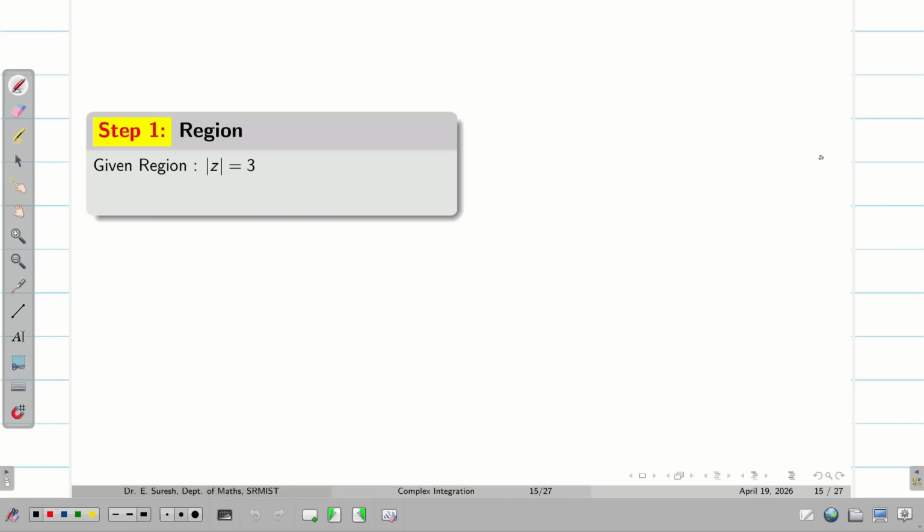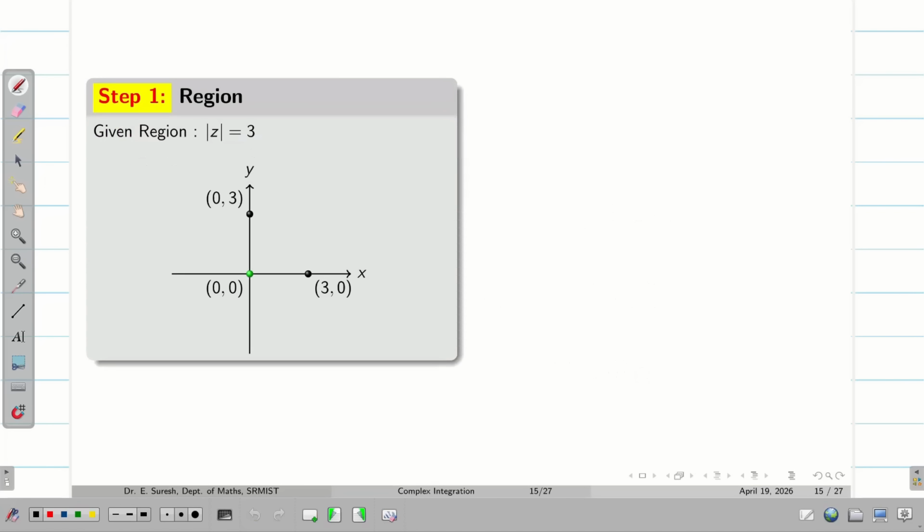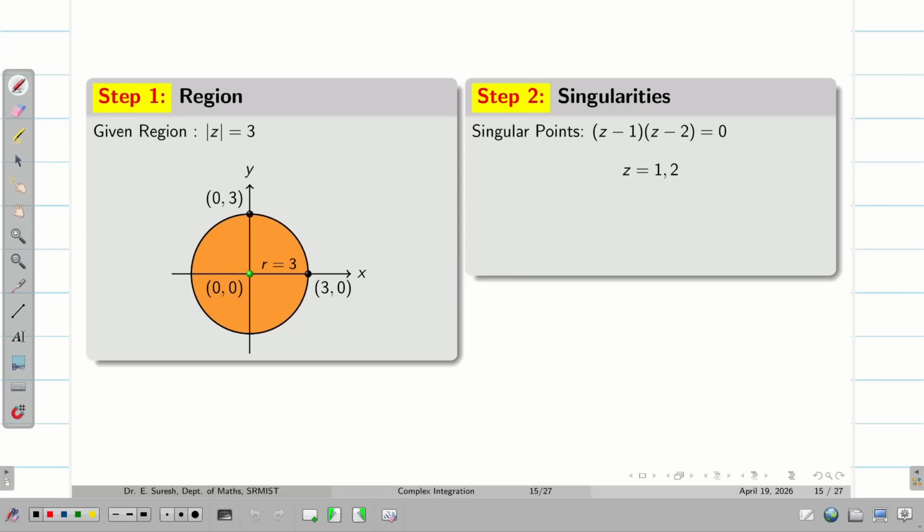As usual, first find the region mod z equal to 3. It is a circle with center 0, 0 and radius 3. One can easily draw the figure. Already we found the singular points. 1 and 2 are singular points. z equal to 1, that is 1, 0, lies inside C.